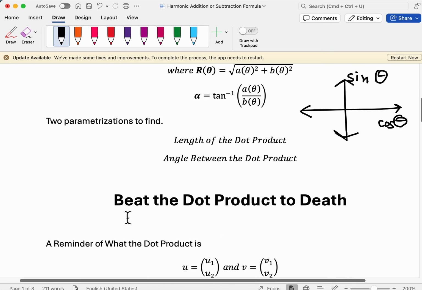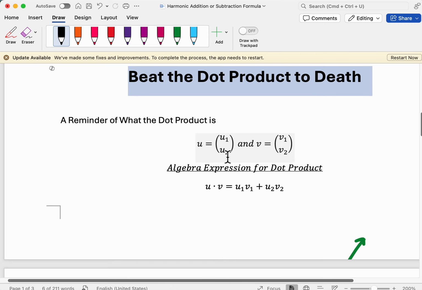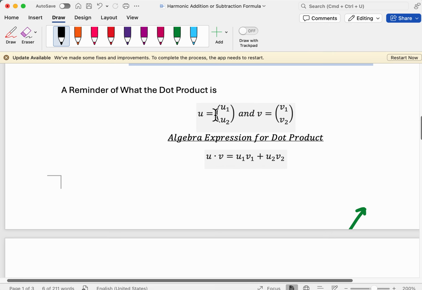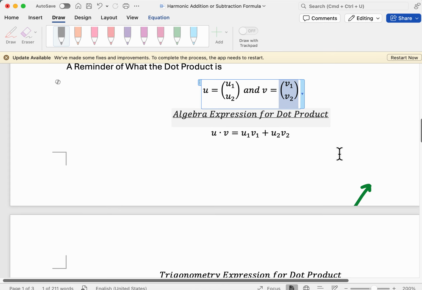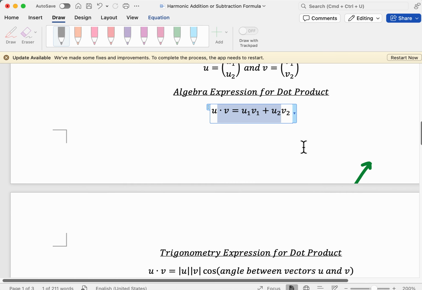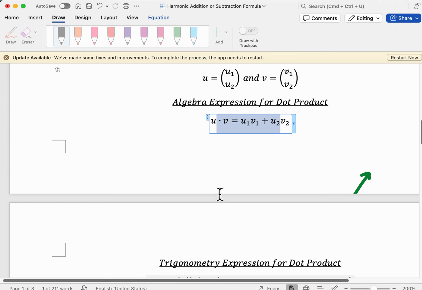So to get this, we are going to have to beat the dot product to death. And here are the two relevant vectors we'll consider. Again, here's a reminder of how the dot product works. You're given, in the simplest case, a vector of two components, say u1, u2, and then a second vector, v1, v2. The algebraic expression for the dot product is to simply take each of these components, multiply them by each other, and then add them up, as over here. But there's also a trigonometric or geometric expression for the dot product, which is to simply take the product of their lengths, and multiply by the cosine of the angle between these two vectors, u and v.